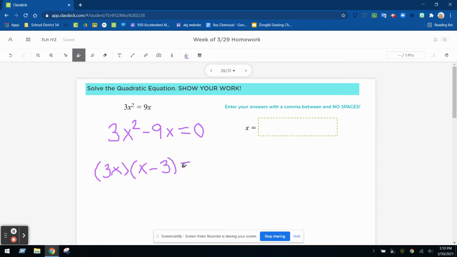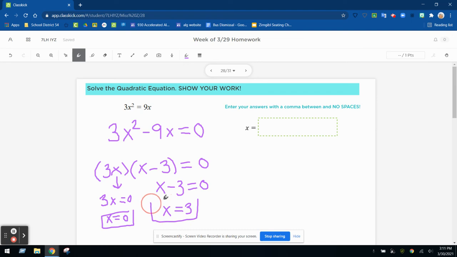Again, they're equal to 0, so I'm going to set each factor equal to 0. And because this one does have a variable on it, I can actually solve it. So it's not like the other one where we only had a 4. 4 doesn't equal 0, but 3x can equal 0, right? Because x can equal 0. 3 times 0 would give us 0. Next one, we have x minus 3 equals 0. So we're going to add 3 to both sides to get x equals 3. So our two solutions are 0 and 3.